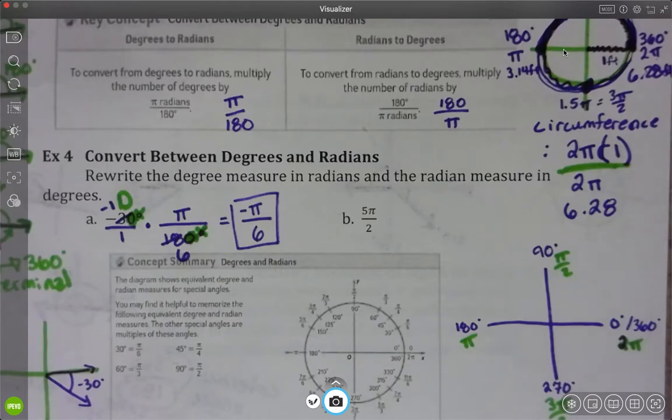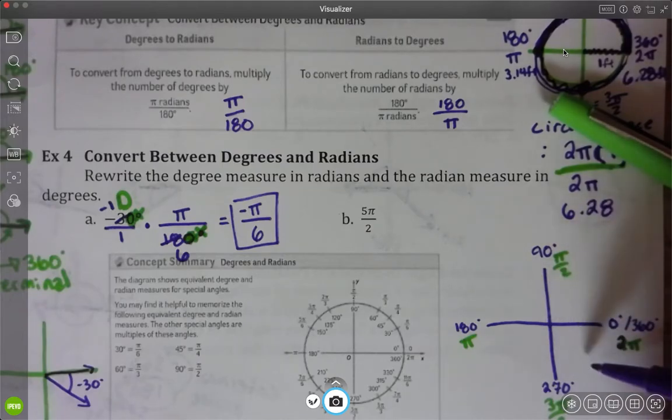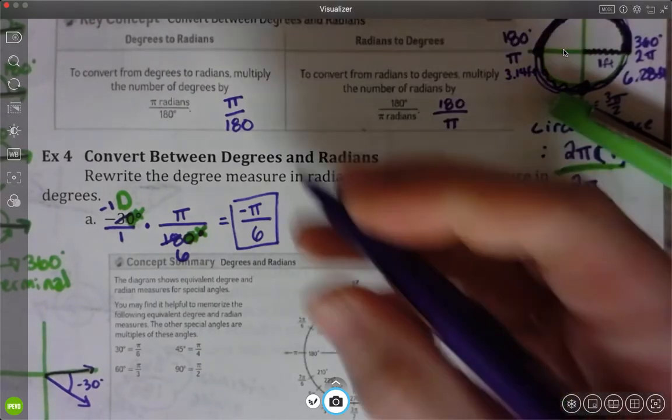Okay, so not quite pi over 2, -pi over 6 would be down here below because it's negative, but that's where he would look like. Okay, so -30 degrees is the equivalent of -pi over 6, and that is in radians.